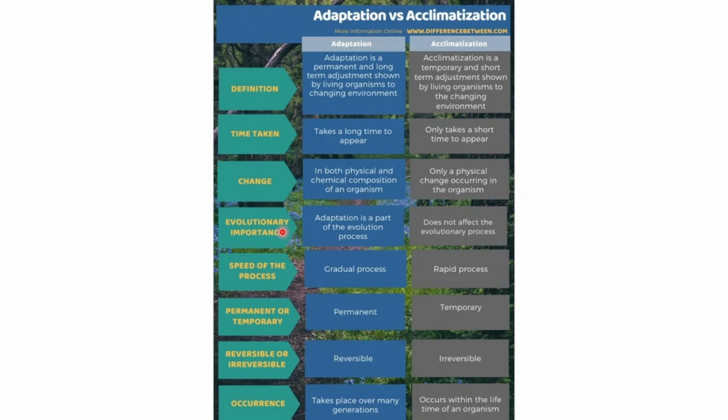It is the type of change in the environment, and the type of change is produced by organisms in response to the changes. So this is basically the difference between adaptation and acclimation. This slide also summarizes the difference between adaptation and acclimatization or acclimation.